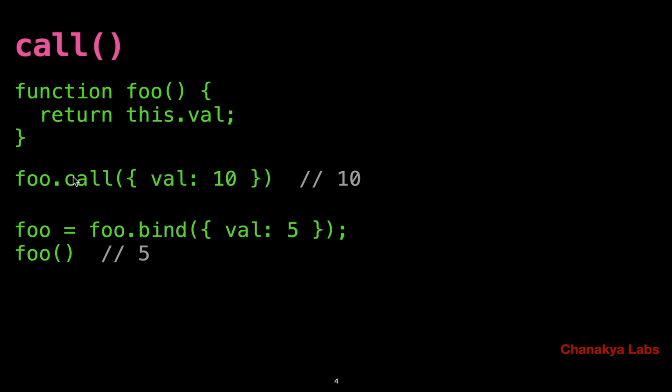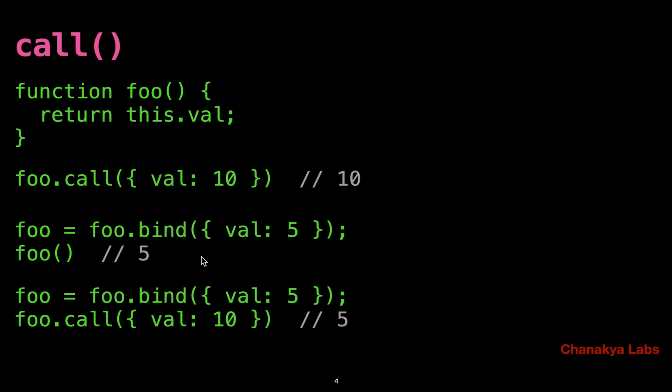foo.bind. If we could do the same thing using bind, then we would do something like this: we bind this first, and since there are no arguments, this is sufficient, right? foo.bind, this thing is bound, and then if you simply call foo, the new bound function, it will return whatever this.val is. So that will be 5 in this case.